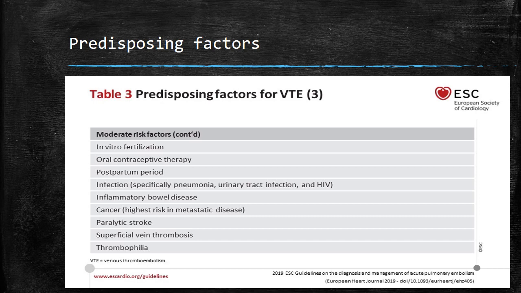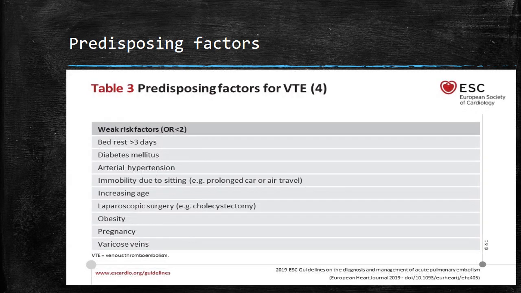Inflammatory bowel disease, cancer, paralytic stroke, superficial vein thrombosis, thrombophilia, and many are some weak risk factors. Again, bed rest for greater than 3 days, only 3 days. A patient who is only on bed rest for 3 days is also predisposed to venous thromboembolism. Diabetes mellitus due to micro and macroangiopathies, arterial hypertension, and immobility due to sitting, prolonged car or air travel, increasing this immobility due to sitting in prolonged car or air travel is especially for the patients with cancer.